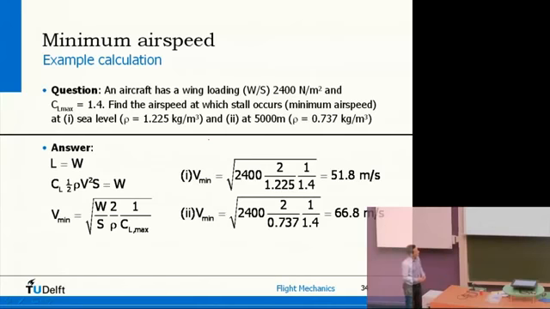And you see minimum airspeed at sea level is 50 meters per second, and at higher level, 5 kilometers, it's actually almost 70 meters per second. So that's pretty interesting to see. If you start flying higher, the minimum airspeed at which you can fly is also higher, simply because the air is less dense and you need to go quicker to create enough lift.